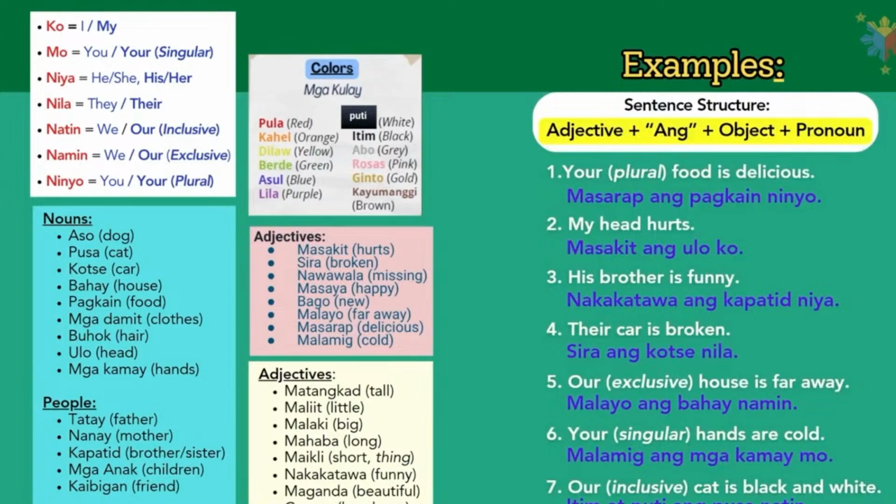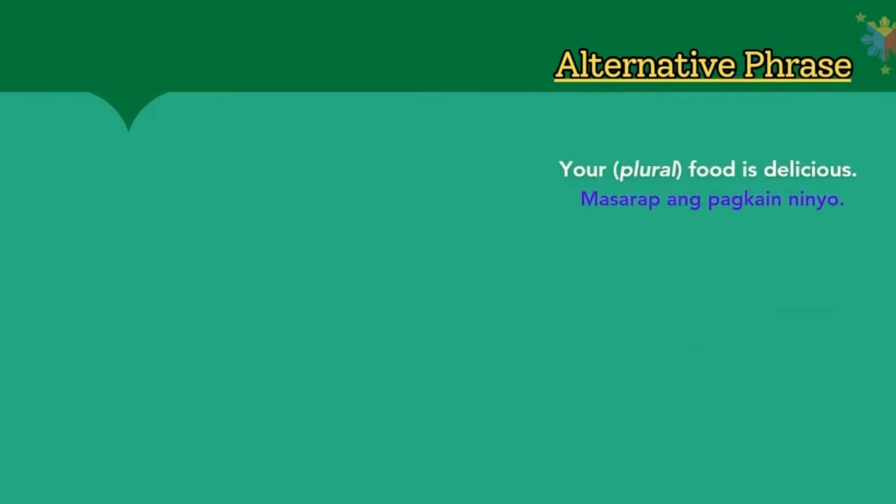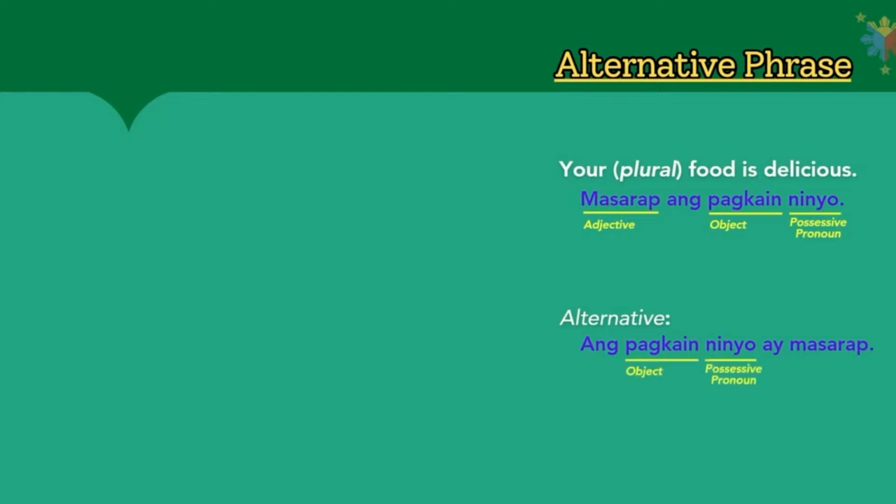All right, so here are the examples we just did, and I want to take a closer look at number 1. Your food is delicious. And you can say it in an alternative way. We just learned, masarap ang pagkain ninyo. Adjective comes first, then it's the object, then it's the possessive pronoun. That's the sentence structure we just learned. However, you could switch it up and say, ang pagkain ninyo ay masarap. That also means your food is delicious. Now the object is at the beginning. Then it's the possessive pronoun, then it's the adjective.